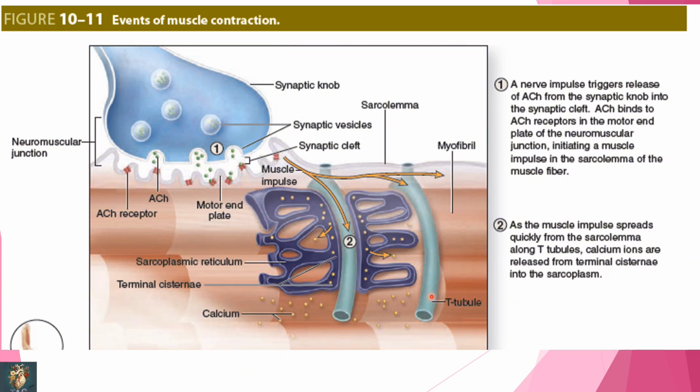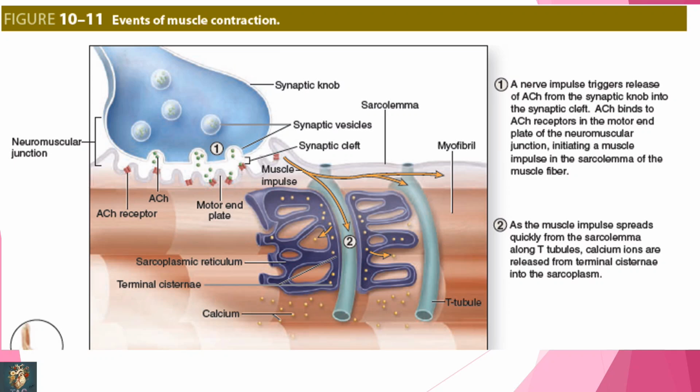The next step is, as the muscle impulse spreads quickly from the sarcolemma along the T tubules, calcium ions are released from the terminal cisternae into the sarcoplasm. So here you can see this is the terminal cisternae, and when the action potential spreads over here, it also spreads into the deeper layers of the muscle, and the T tubule then releases a large amount of calcium ions.